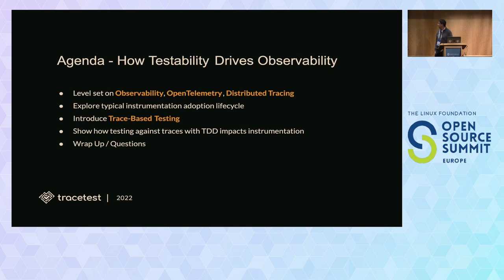All right, so agenda. We're going to level set on observability, OpenTelemetry, and distributed tracing. And then we're going to look at the typical adoption lifecycle as you start to instrument your app. What does that process look like? We're going to introduce a new concept called trace-based testing, which leverages the data in OpenTelemetry traces to enable testing. And then we're going to show how using those traces and testing with them makes for better observability. So it helps the whole cycle.